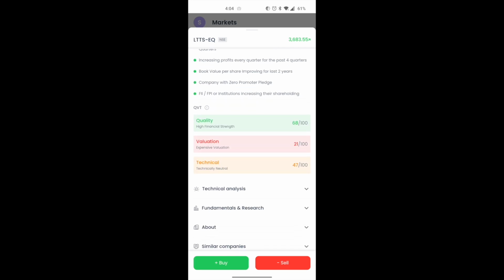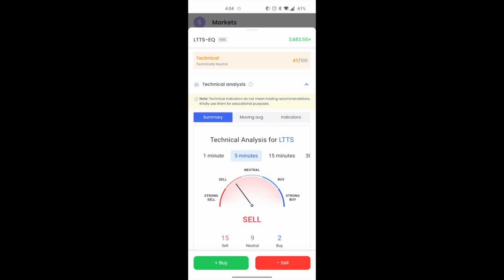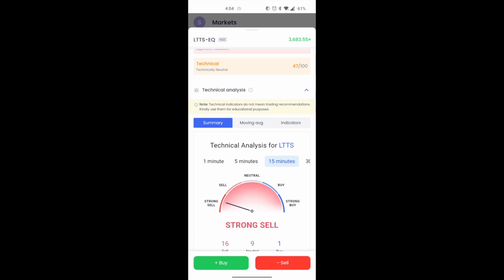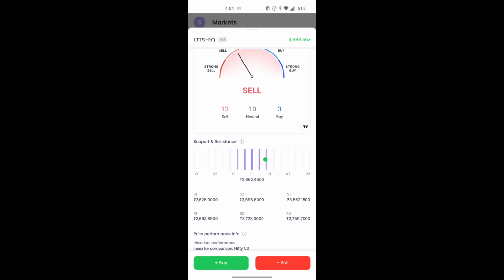So if you go to technical analysis, they have mentioned it's just for educational purposes. Let's say you can view the technical analysis for L&T Technology Services in 1 minute. It is giving a sell signal. 5 minutes as well. 15 minutes, strong sell is the technical signal, and if you keep 1 hour, it is moderately sell. 30 minutes also a moderately sell signal. You can also see here support and resistance, pivot points 3693, as well as support 1 is going to be 3628.